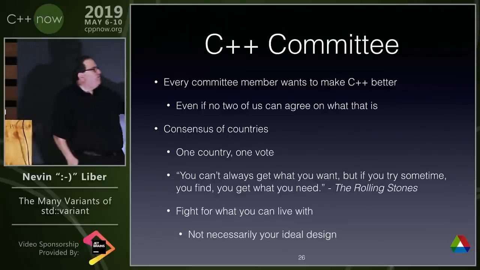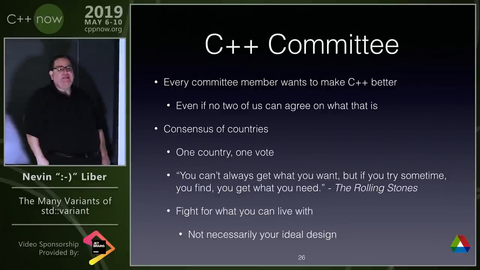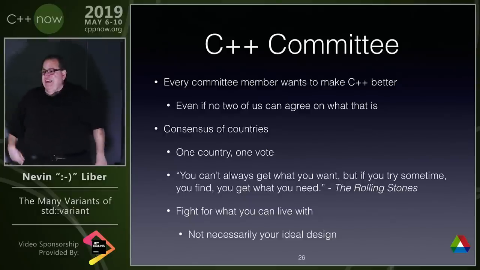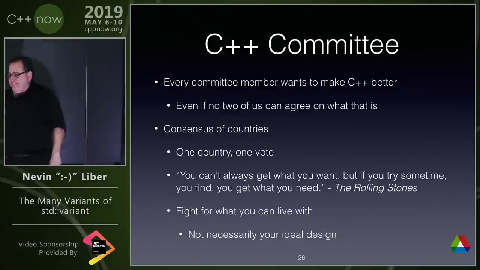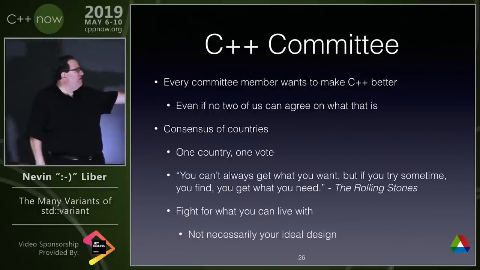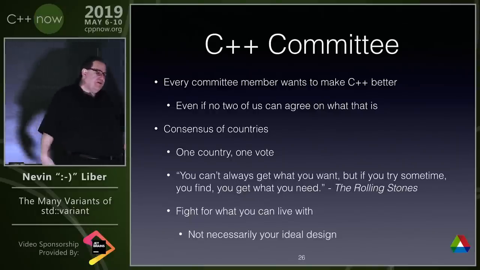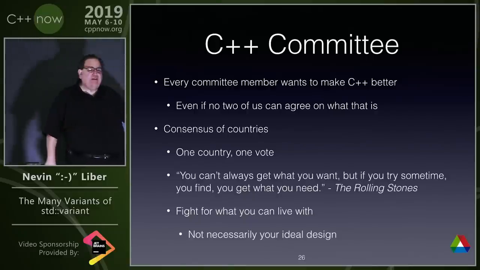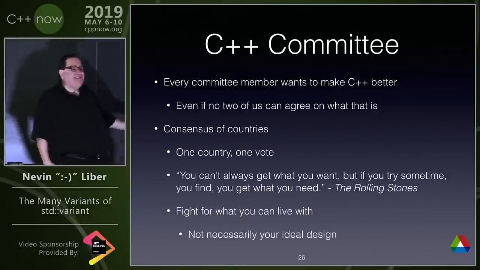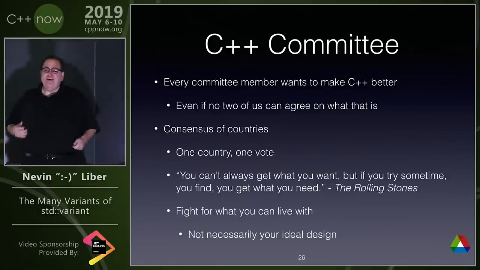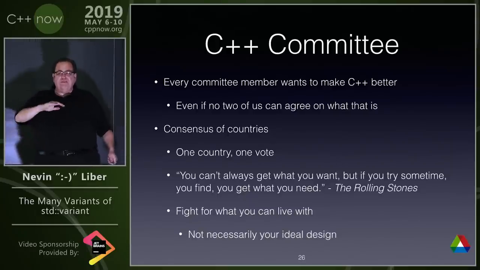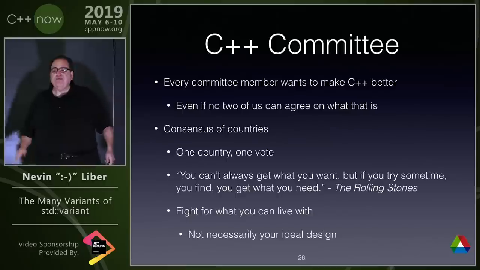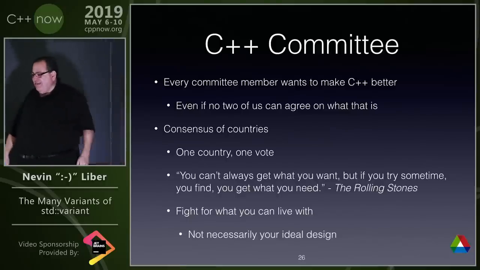So I firmly believe that every committee member wants to make the language better, even if no two of us can agree on what that means. Ultimately, things get down to a consensus of countries, one country, one vote. You can't always get what you want. This is consensus, so it's what can you live with? When you propose something, you have to decide what the salient features are that you absolutely care about and what things you're willing to compromise on.